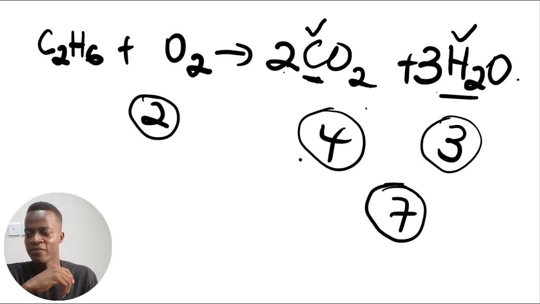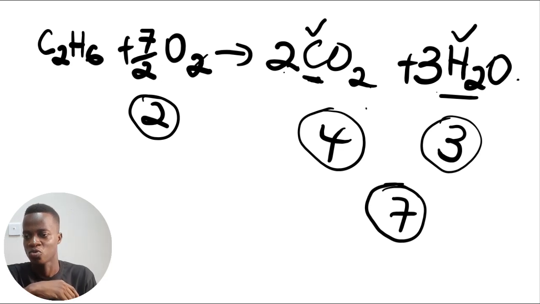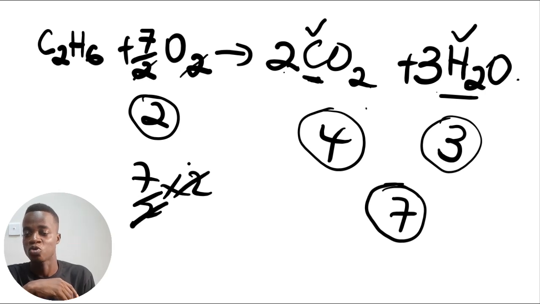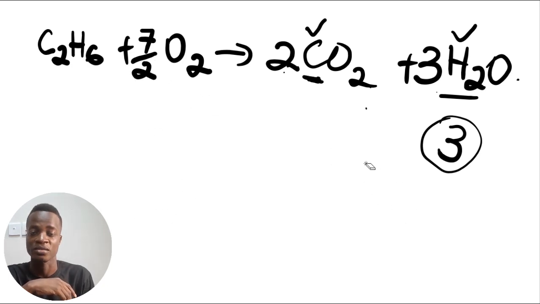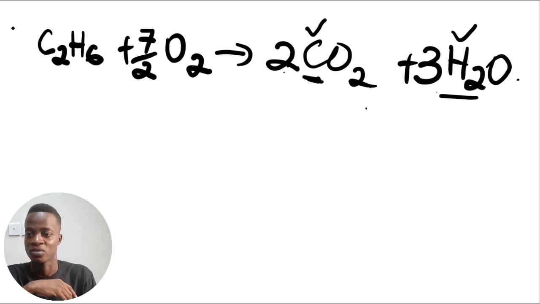So since we have 7 here, what I'm going to do is make sure that this guy is now 7 over 2. I multiply this side by 7 over 2. So when I multiply this 7 over 2 over here, right? This 2 will cancel this 2 because 7 over 2 times 2. This one will cancel this, and I'll have 7. So then it will be balanced. However, you have to make sure that when you are multiplying stuff like this, the coefficient is not a fraction.